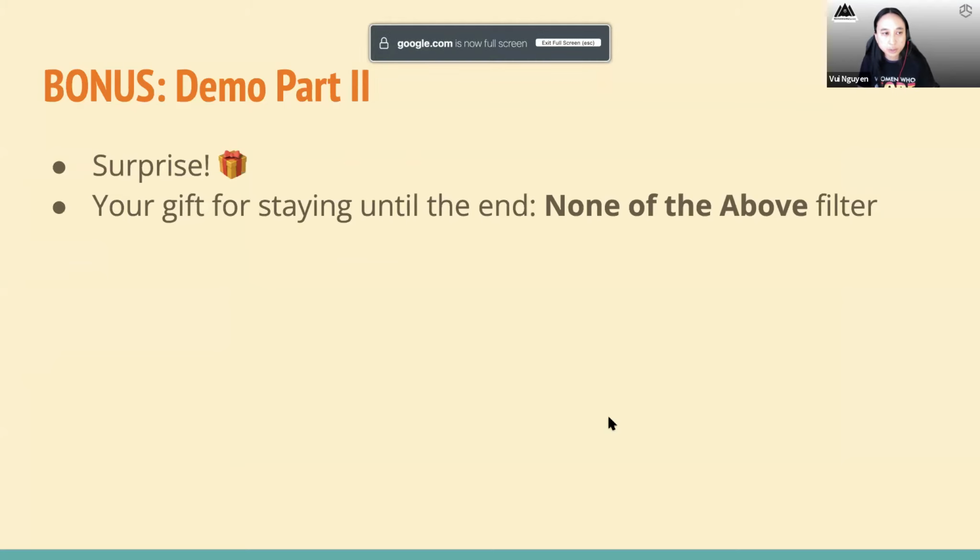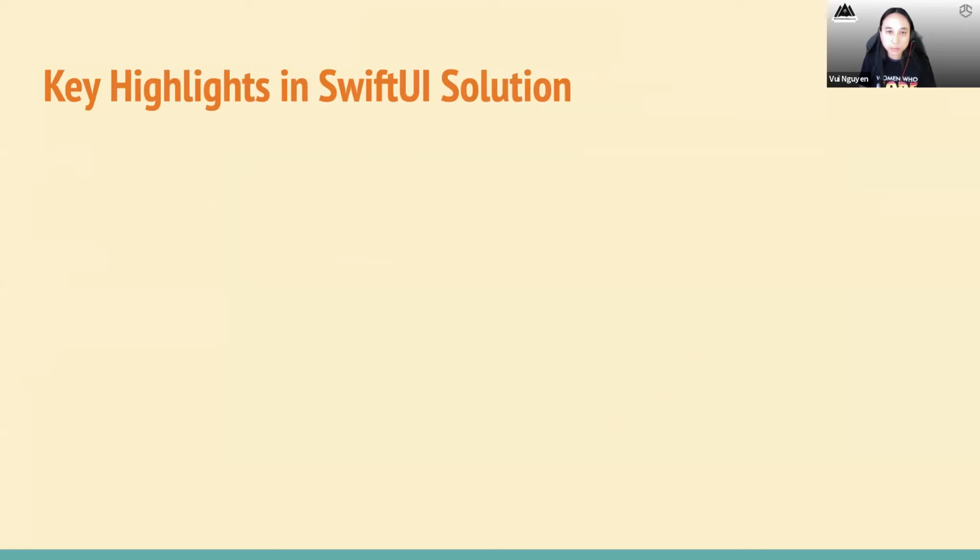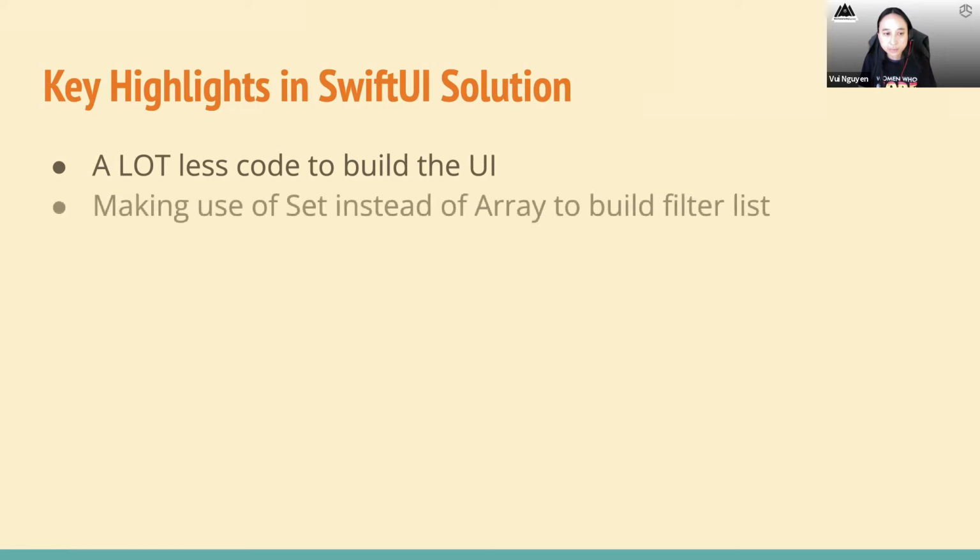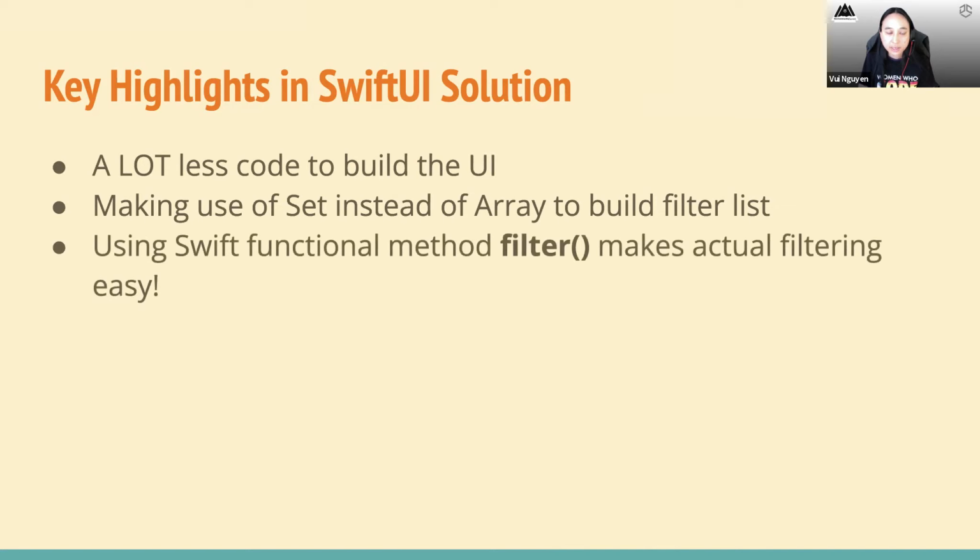So we went over that bonus demo. So let me go over once again the key highlights in the SwiftUI solution. As you can see, there was a lot less code to build the UI compared to, say, doing the same thing in UIKit. And I made use of a set instead of an array to build the filter list because you can't have duplicate filters in a set. So I took advantage of that, and hope you saw that I used the Swift functional method filter to make the actual filtering easy with the set.